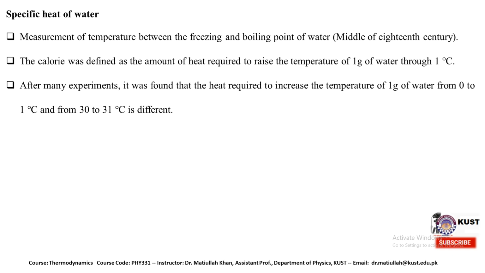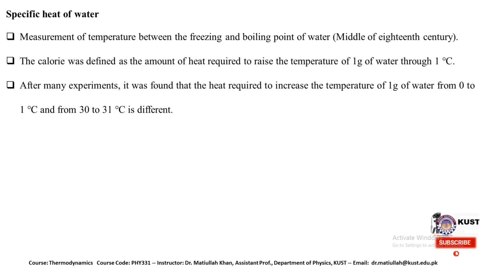If we go through the history, in the middle of the 18th century, the measurements were between the freezing point of water and the boiling point of water. Just like we can see, those were actually relative measurements between the freezing point of water, that was considered as 0 degree centigrade, and the boiling point of water, which was considered as 100 degrees centigrade. So the calorie was defined as the amount of heat required to raise the temperature of 1 gram of water through 1 degree C. At that time it was assumed that the calorie is actually the amount of heat that is required to raise the temperature of 1 gram of water through 1 degree C.